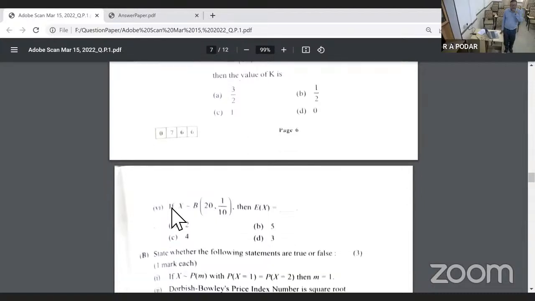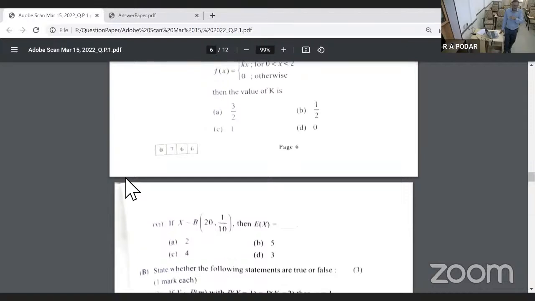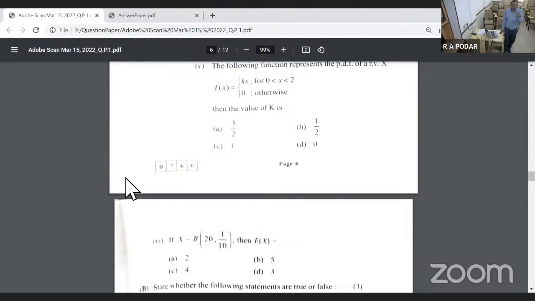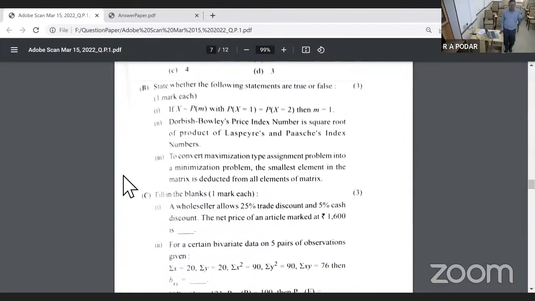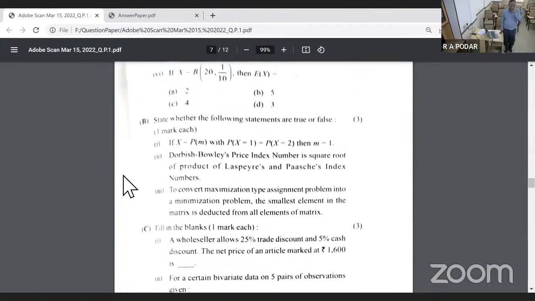After that, this is for the binomial distribution. There are only 2 parameters, n and p. And the E of x formula you should know: n into p. So the answer will be 20 upon 10, 2 you will get. The correct option is A.